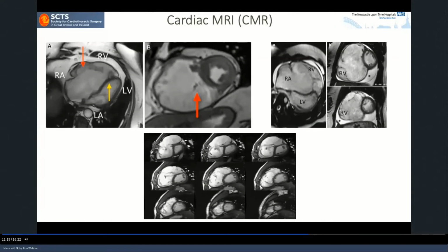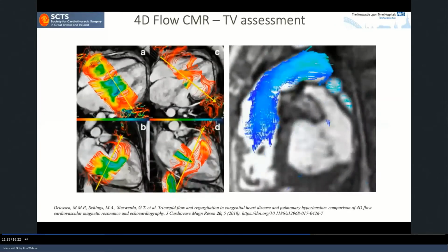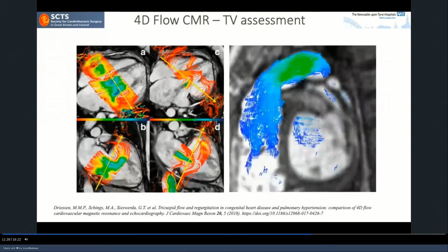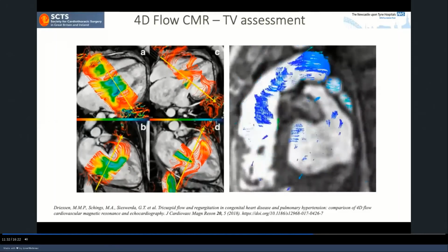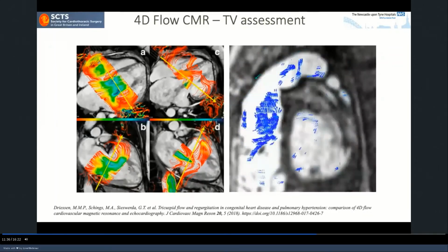And future technologies are coming through for cardiac MRI with 4D flow. And you can see here in this cartoon the flow streams, which allow us to get a better assessment both of the tricuspid regurgitation and the degree of surgical intervention that can be provided.